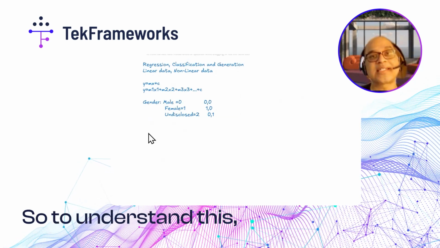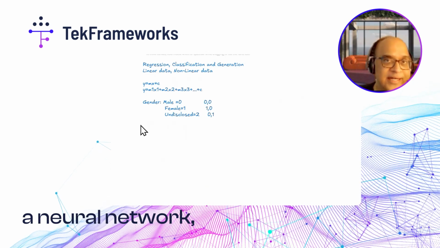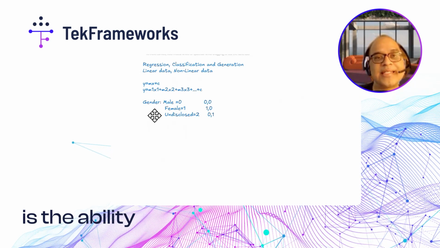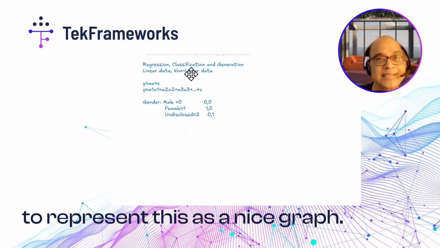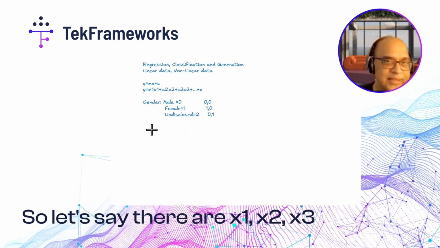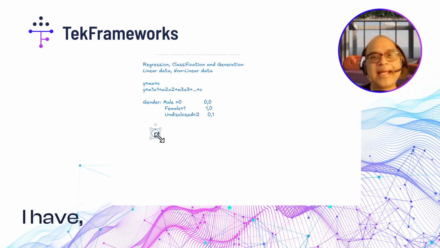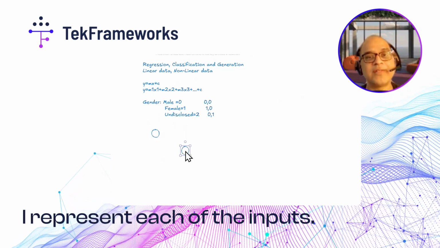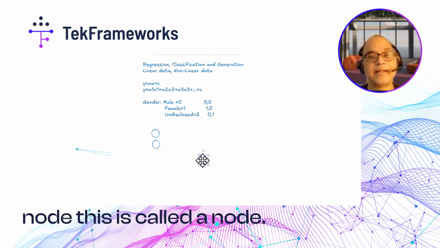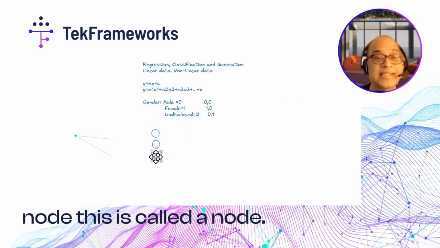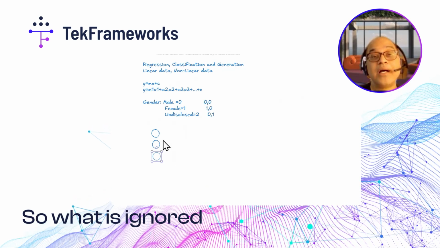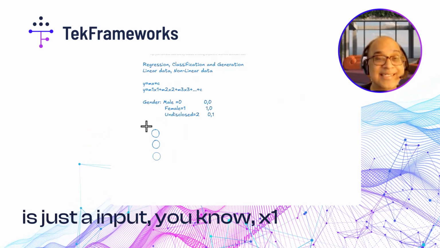People were only able to solve linear problems using this technology. To understand this, the biggest benefit that neural networks gave is the ability to represent this as a nice graph. So what do I mean? Let's say there are x1, x2, x3. I represent each of the inputs as a node. Each input is called a node, right? A node is just an input.